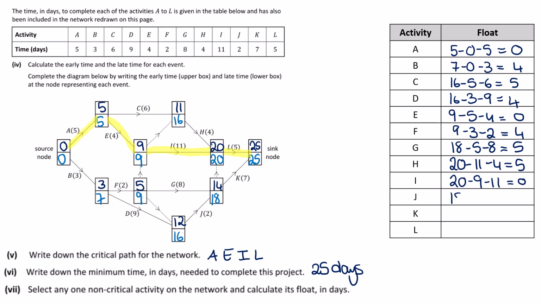J is 18 minus 12 minus 2, which is 4. And then K is 25 minus 14 minus 7, which gives us 4. And L is critical, so we should also get a 0.